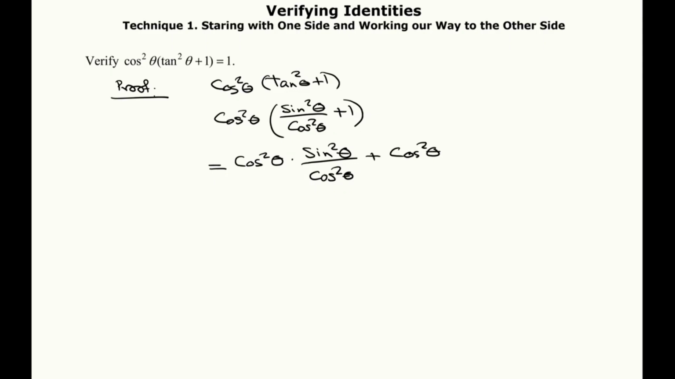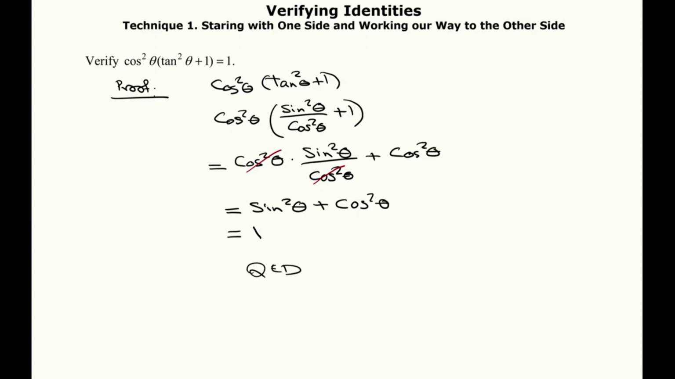And of course, we can see here that we have some cancellation possible. So we end up with sine squared theta plus cosine squared theta, which of course, as we know from previous discussions, equals 1. And we just verified the identity that we were supposed to verify. So at this point, we can say QED.